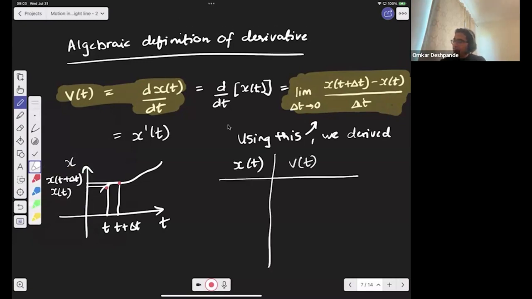So for example, when x of t was the function t square, you might remember that we derived the velocity function as twice t. When x of t was t cubed, we derived this as 3t square. When x of t was t to the power n, I think that was the most complex calculation I did, we derived this as n times t to the power n minus 1. And I call this the power rule.